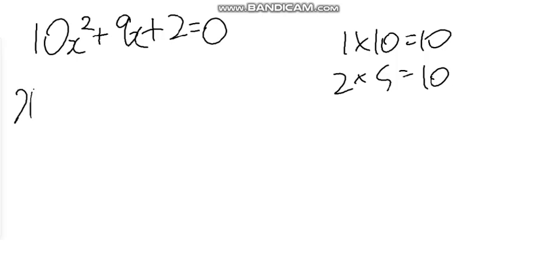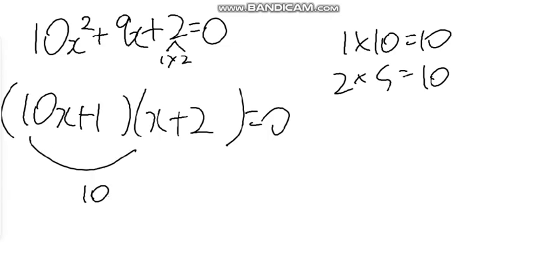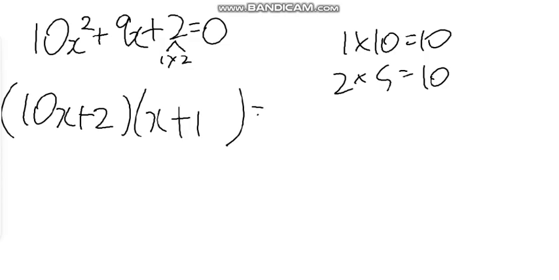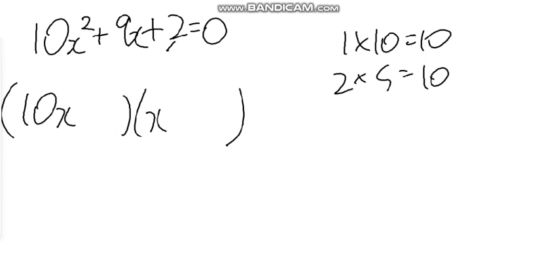Let's try doing 10x and x first. Since the last number is only 1 times 2, those are the only multiples you can do. Let's try plus 1 and plus 2 equals 0. That would be 10x squared, correct? That would be 1x only, plus 2. That is not 9x. Let's try flipping the numbers around: 2x plus 10x for these. No, it is not 9x, so let's try using 2x and 5x.